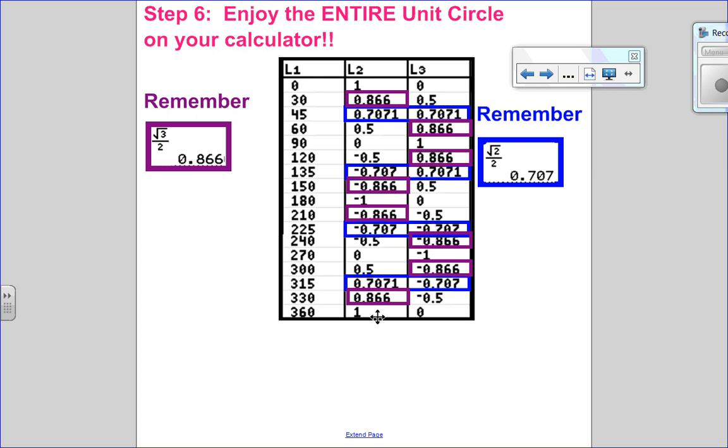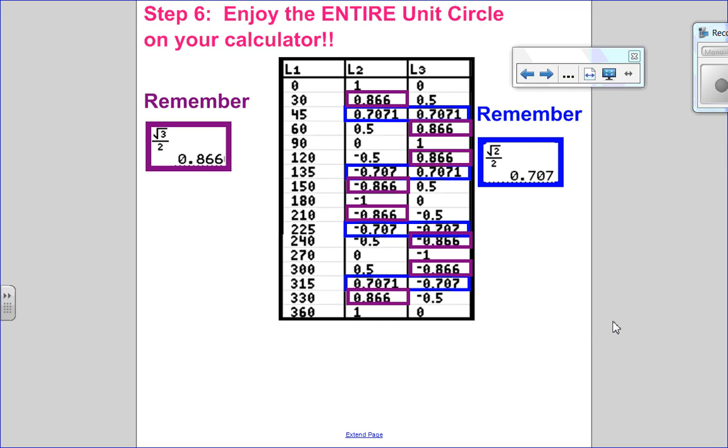Now this follows around the unit circle with the appropriate signs. For example, let's look at 210. The point on the unit circle at 210 is negative root 3 over 2 and negative a half. Or for example, 315. At 315, that is root 2 over 2 and negative root 2 over 2.